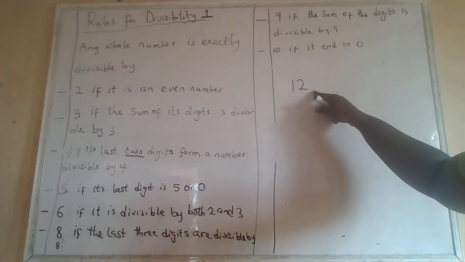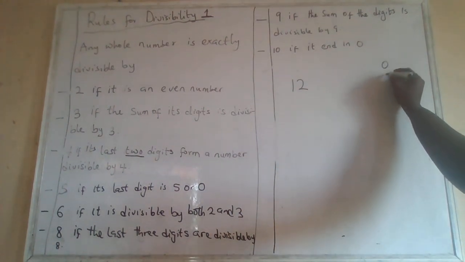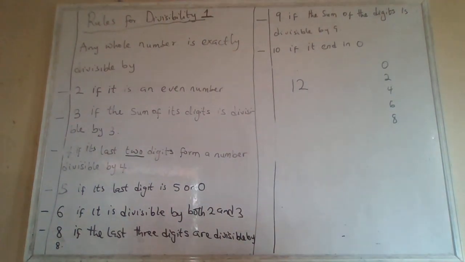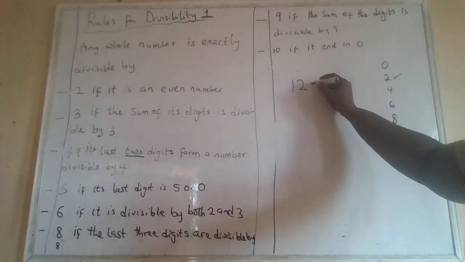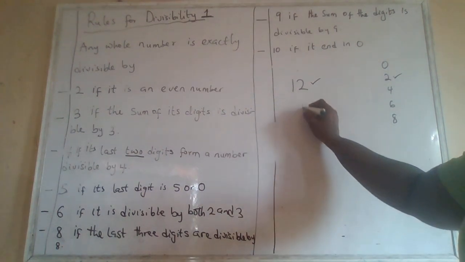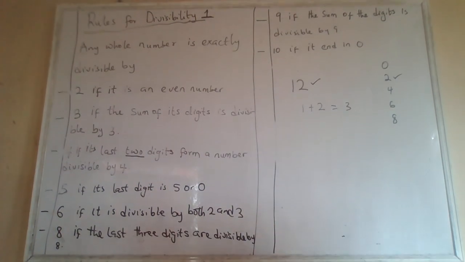For a number to be divisible by 2, it must be an even number. An even number ends with 0, 2, 4, 6, and 8. So, since it ends with 2, it is divisible by 2. Now, is it divisible by 3? For a number to be divisible by 3, the sum of the digits will give us a number that is divisible by 3. So, let's see. 1 plus 2 is equal to 3, and 3 can divide 3. So 12 automatically obeys the rule of divisibility for 6.